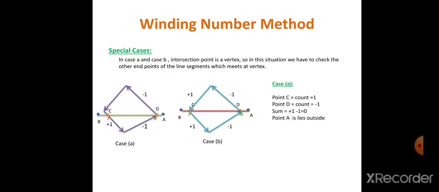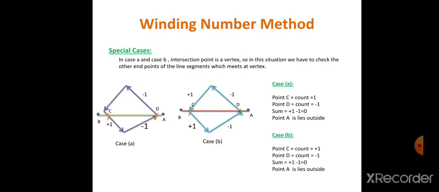For case number B, for this point C, we can either take this plus 1 or this plus 1. So I have taken plus 1, and for point D, you have to consider any of the minus 1. So I have taken minus 1, so plus 1 minus 1 becomes 0. That's why we can say that point A is lying completely outside. So this point A is outside of the polygon. So these are the two cases.